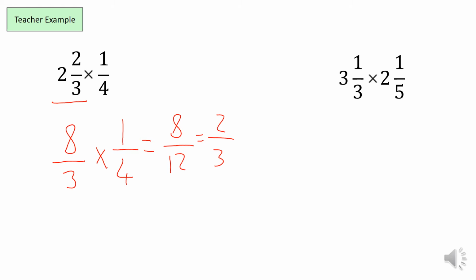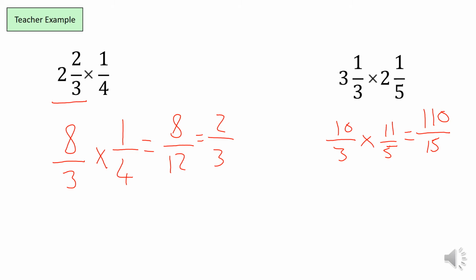Okay, so with this question, what we should have got, we should have first converted both of those mixed numbers into improper fractions, and we would have got 10 over 3 for the first and 11 over 5 for the second. Once we've got fractions, to multiply them we simply multiply the top. So 10 times 11 is 110, and 3 times 5 is 15. And what I can do at the end is simplify my answer by finding the highest common factor.